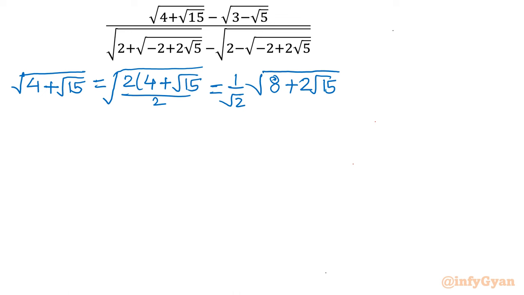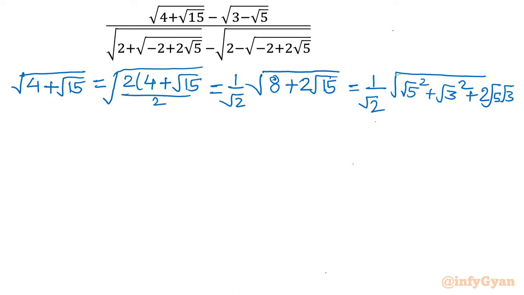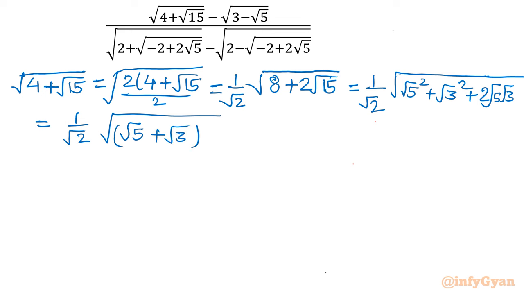Okay. Now 3 times 5 is clearly visible. Now it is simplifying like this: I will write 8 as root 5 square plus root 3 square. This is 8 plus 2 times root 5 into root 3, since 15 can be written as root 5 into root 3. Now directly we can write 1 over root 2, and inside the square root we have root 5 plus root 3 whole square. So I will cancel square root and square, and I will have square root 5 plus square root 3 divided by square root 2.